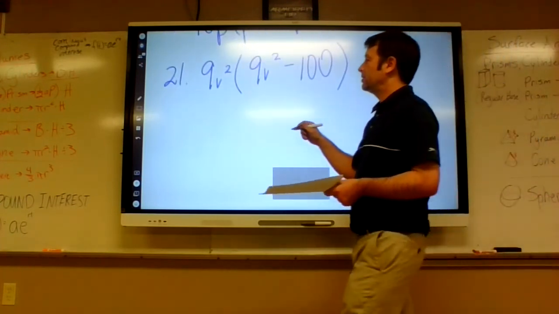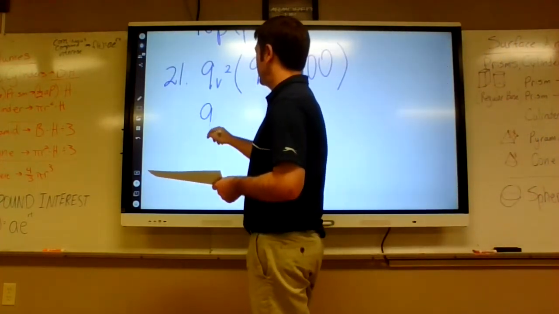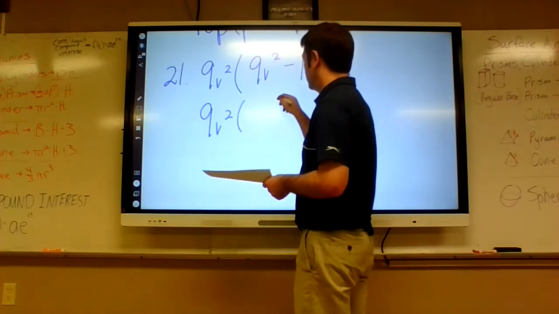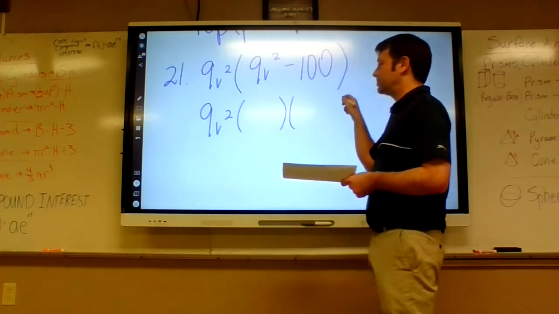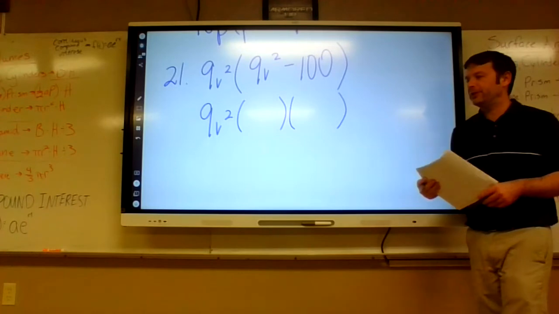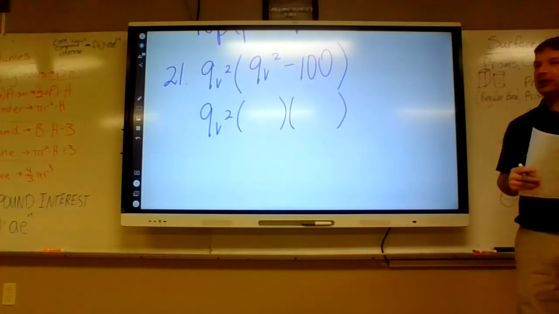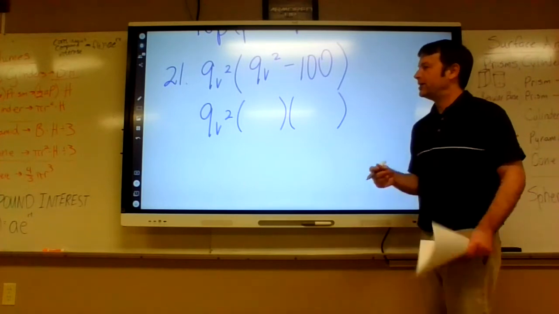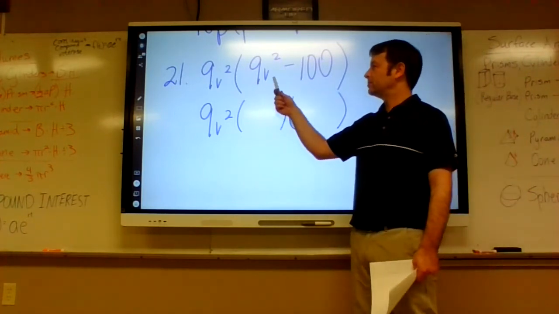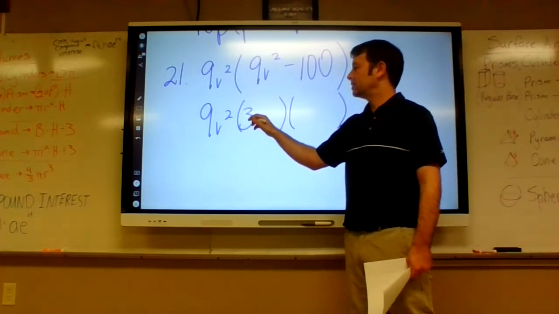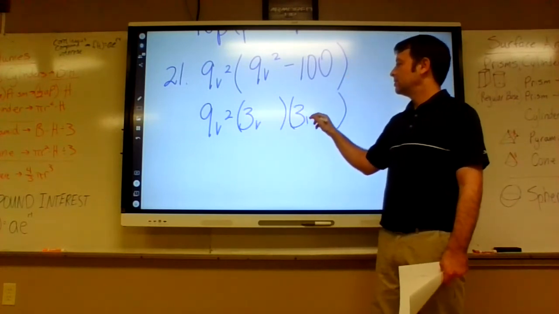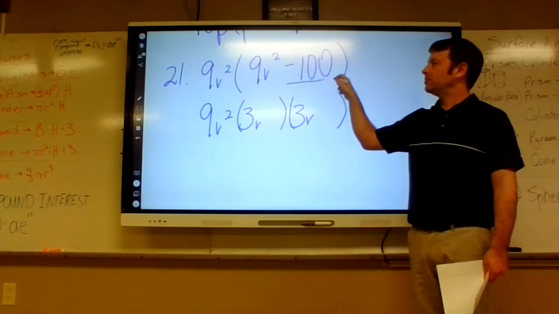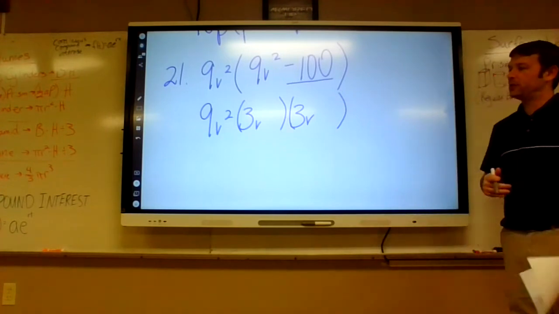Okay. Is the parentheses a square minus a square? Yes. The answer today is always pretty much going to be yes, although later on when we get back into the book, the answer will be no sometimes. Okay, what's going to go on the front? 3v. What goes in the back? Negative 100.